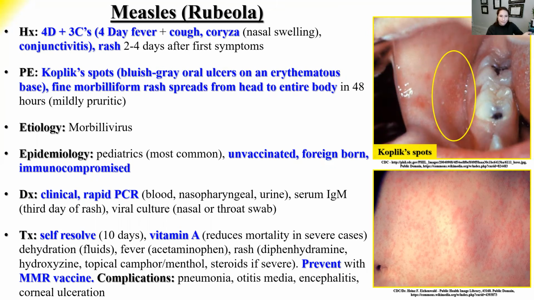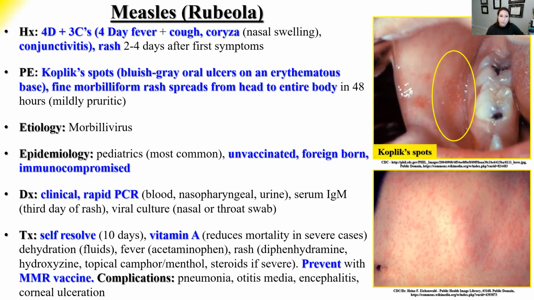You're going to see that the treatment for a lot of these diseases that we talk about here shortly have the same kind of algorithm. It's symptomatic treatment. This will self-resolve within about 10 days. Studies show that vitamin A can reduce the mortality in very severe cases of measles. We're going to treat their dehydration with fluids. Hopefully we can do PO, but if not, we can do IV.